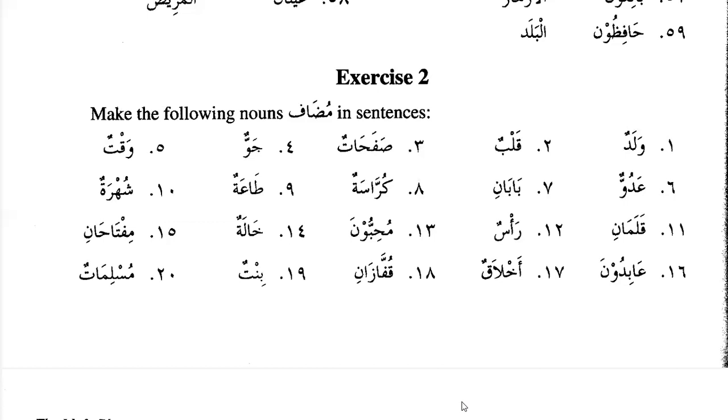Next. Safahatul arabi sahlatun. This is not a right sentence. What is the meaning of the sentence? Safahatul kitabi jadidatun. Next. Jawul khariji baridun. Baridun is khabar marfu'. Jawul kharijibaridun. Waqtus salati qaribun. Okay.